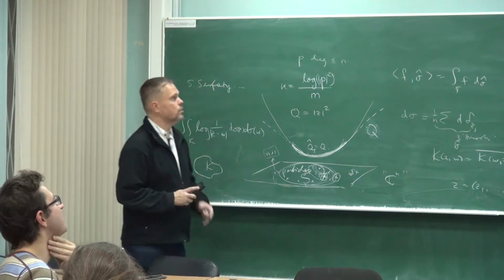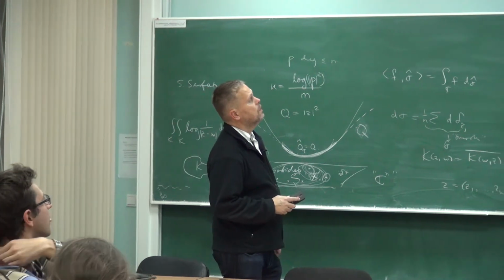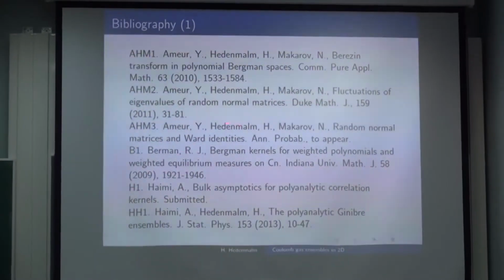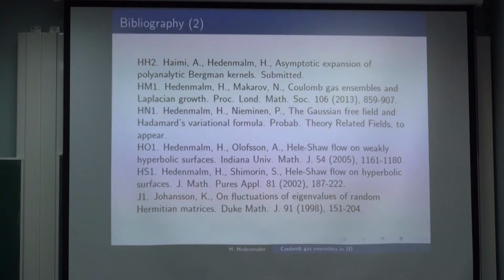But here are the results that we obtained with my co-authors Ameur and Makarov. Here we have three papers, and then there's a related paper by Berman. There's a paper by my student Jaime, a joint paper with my student Jaime, and the second paper with Jaime. And then this is a paper where we talk about these Coulomb gases and their relationship with Laplacian growth.